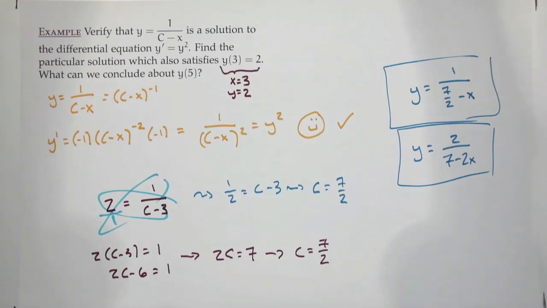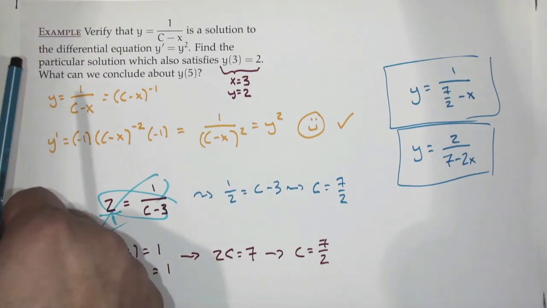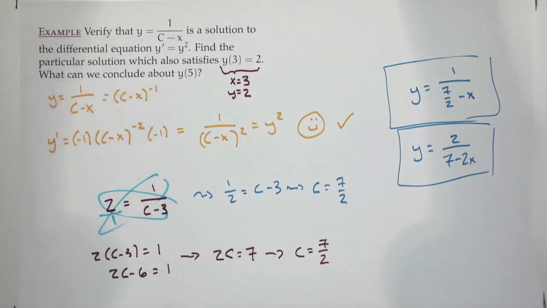Okay, so that's good. Now the question. What can we conclude about y of 5? So we had our differential equation. We've now solved it. We have our function. So what do we do if you want to know what y of 5 is? Yeah, we should plug it in, right?